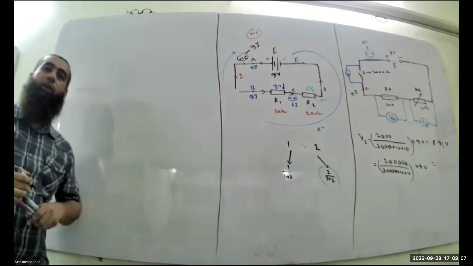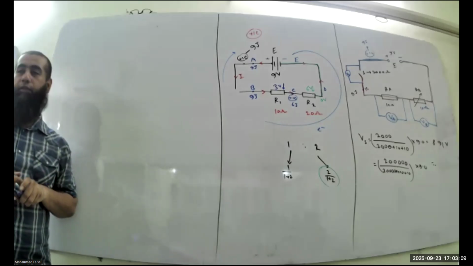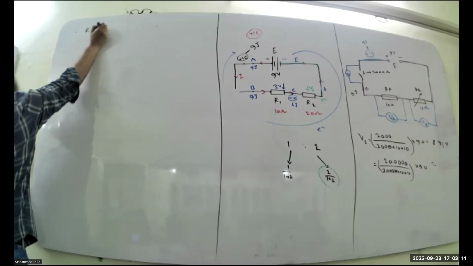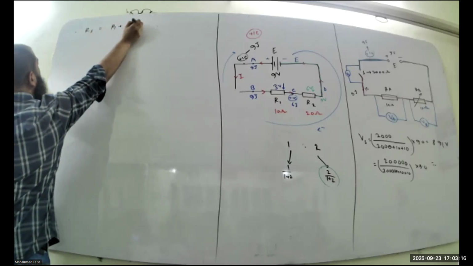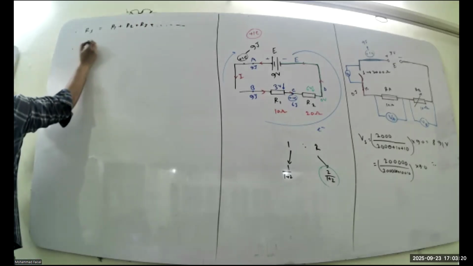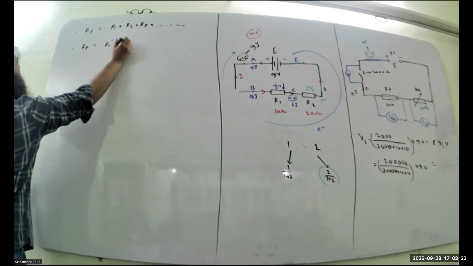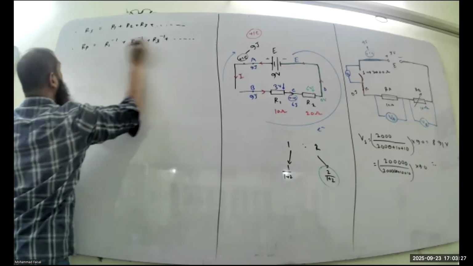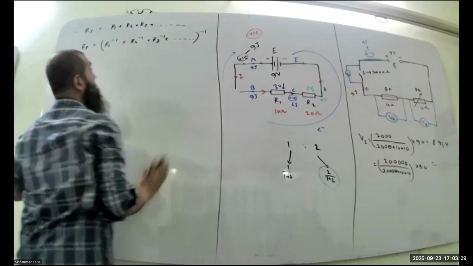Do you all know the basic series and parallel resistor formulas? I'm just gonna write this really fast. RS equals R1 plus R2 plus R3 plus so on. RP equals (R1 inverse plus R2 inverse plus R3 inverse plus so on) whole inverse.